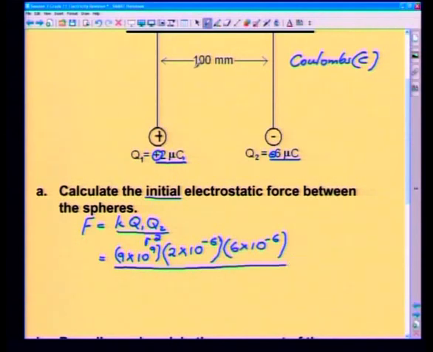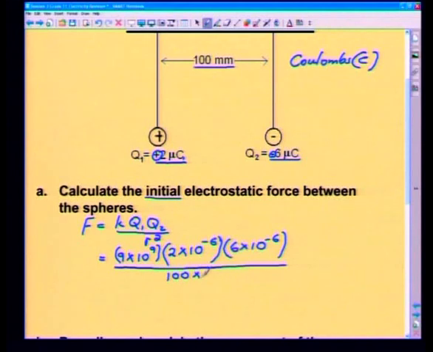Now let's look at r. R is the distance between the two spheres, and it's 100 millimeters. Now remember, milli, if we were to convert the milli to the SI unit, we multiply by 10 to the power -3. So that 100 will be 100 by 10 to the power -3. But remember, this r, it's squared, and therefore you put it in brackets, and it's squared.